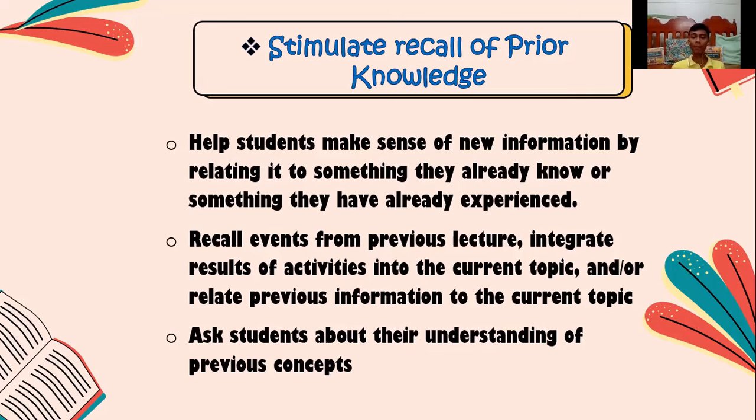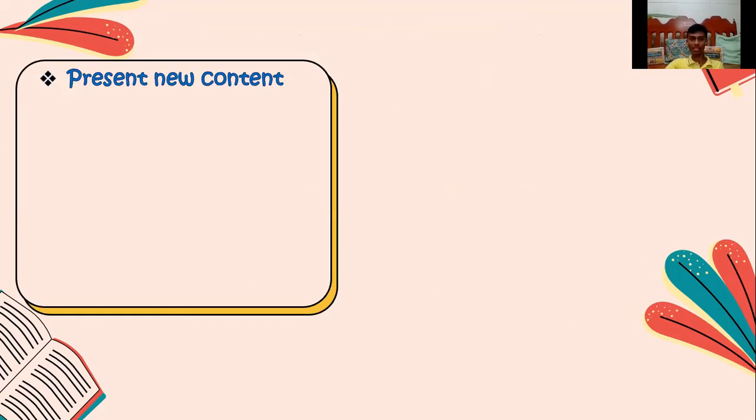Ask students about their understanding of previous concepts. There are methods on how we can stimulate recall of prior knowledge in our students. Number one, we can ask if they have any previous experiences with the topic. We can also ask questions about their previous experiences and their understanding of previous concepts. And we can also give them an example of an experience similar to what they are learning. Those are methods to stimulate recall of prior knowledge in our students.